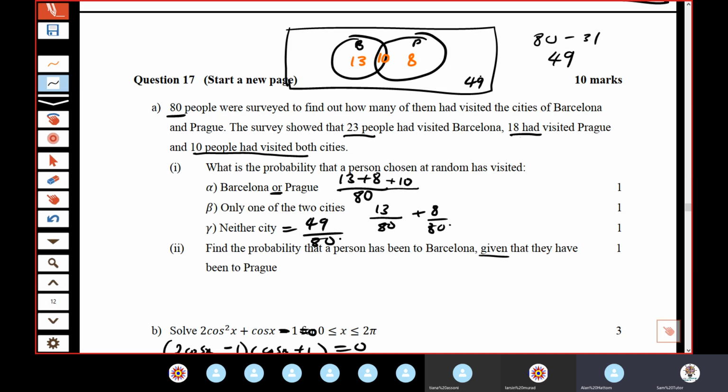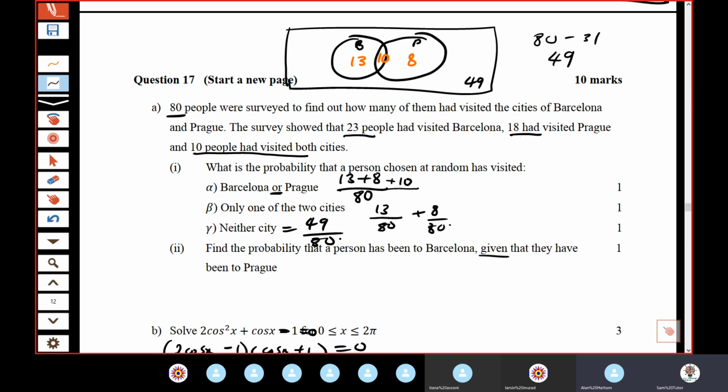Why? How come? Isn't it 80 minus 41? 41? Where do you get 41 from? Is it 23 plus 18? 23? No, because you've overlapped. There's already 23 people that had visited Barcelona. That means 13 only visited Barcelona. Oh, all right. Never mind. So that's 23. Careful. Don't do 23 plus 18. Hold on, let's go again.